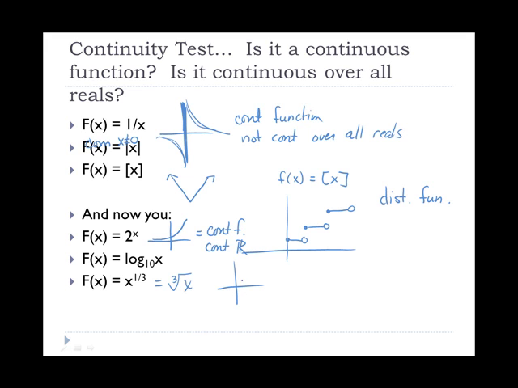Alright, the log function is a function that goes kind of like this. So as you can see on this one, for the actual function, it is continuous. There are no breaks in that graph. But if you ask over all reals, it is not continuous over all reals because there is no function value down here in the negative x's.